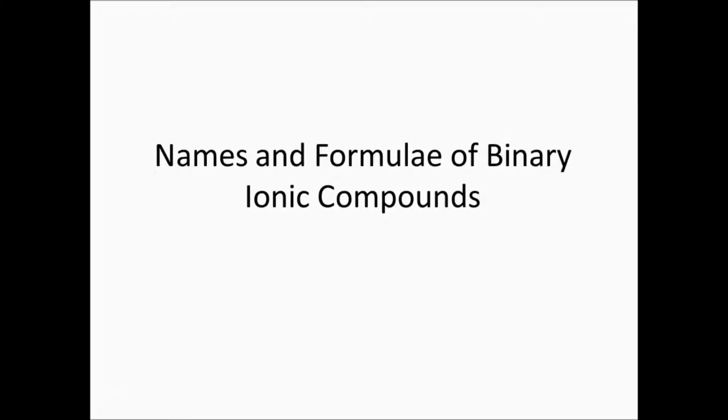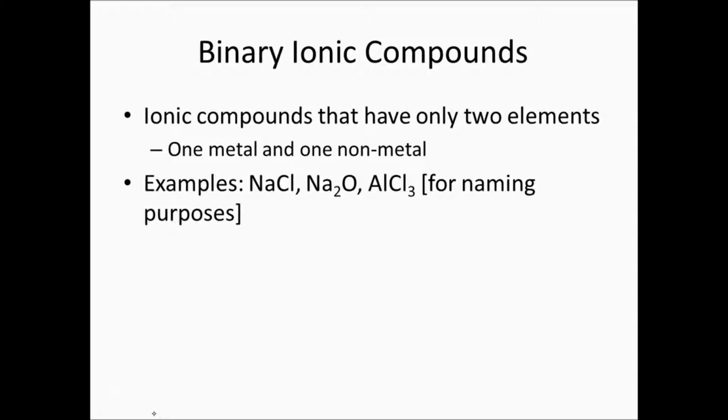Indiana University East, names and formulae of binary ionic compounds. Binary ionic compounds are ionic compounds that have only two elements in them, typically one metal and one non-metal. Okay, so sodium chloride, for example, NaCl, you have one metal and one non-metal.